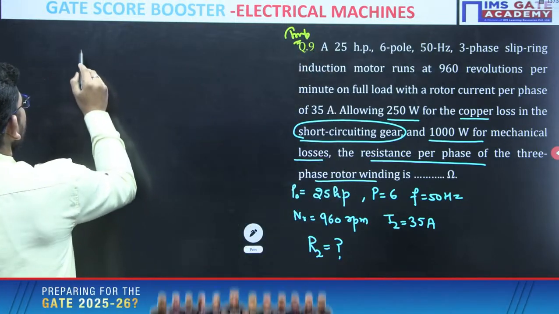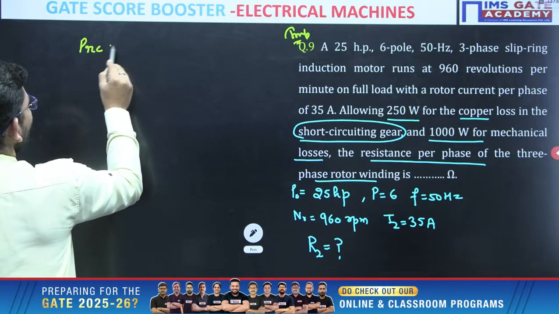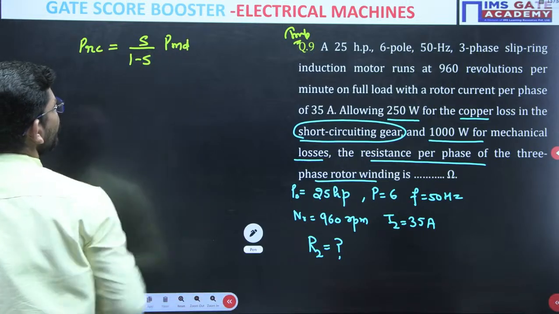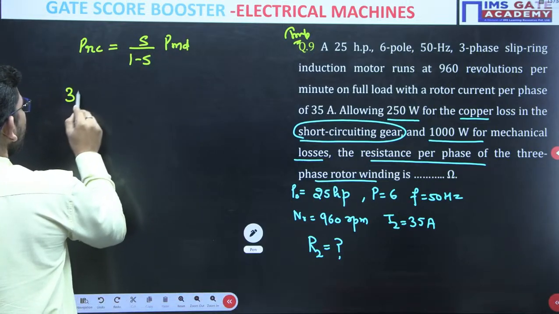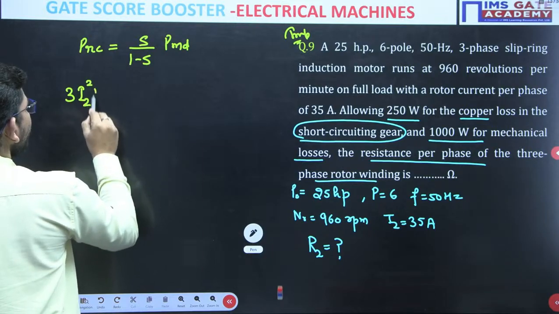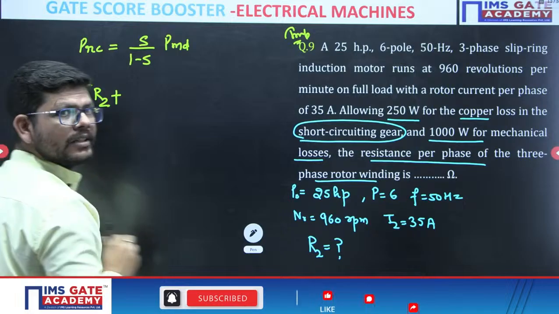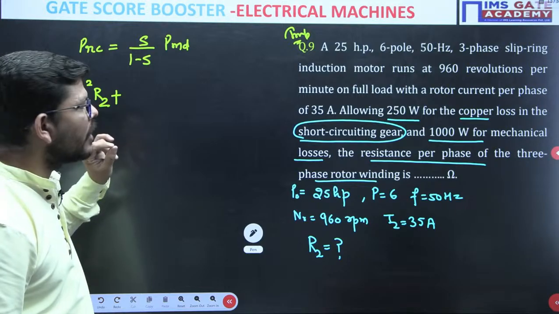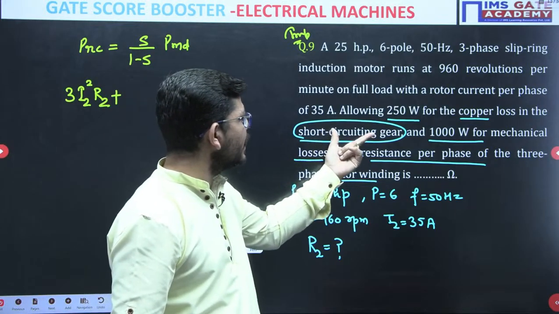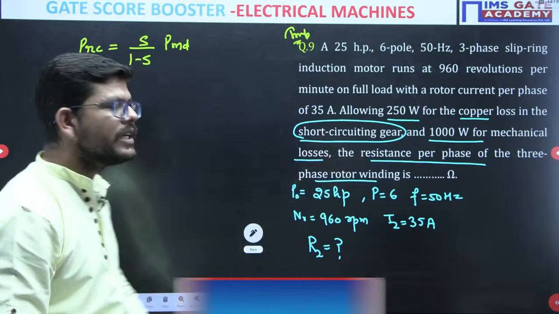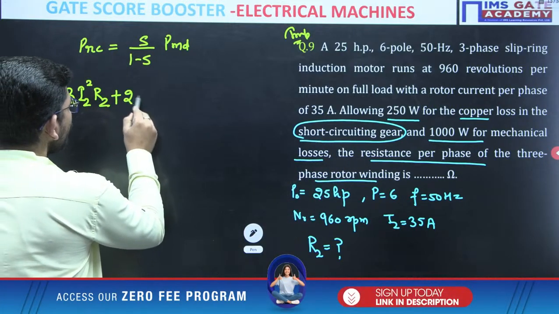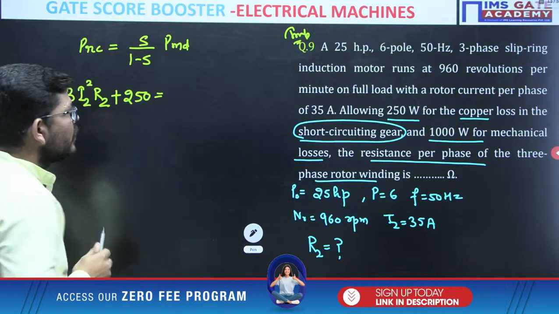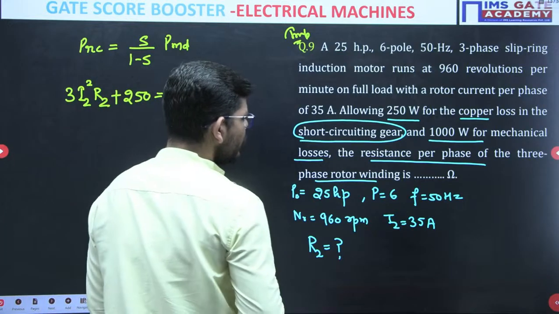So we know that PRC, the rotor copper losses, are S upon 1 minus S times PMD, right? When it comes to PRC, copper losses are occurring in the rotor resistance. So copper losses occurring in the rotor resistance will be written as 3 I2 square R2 plus the additional copper losses which are occurring in the short circuiting gear, which is also given as 250 watts, right? Now what will be the S value? So let us calculate S first of all.